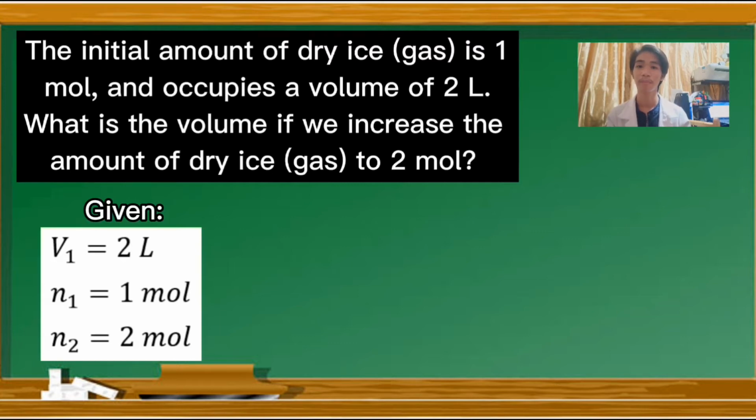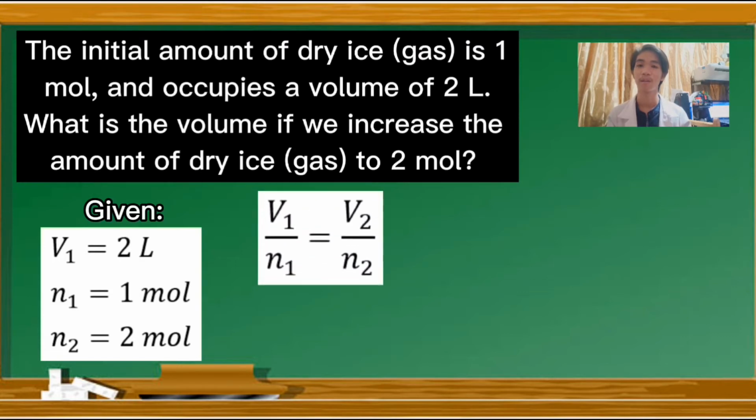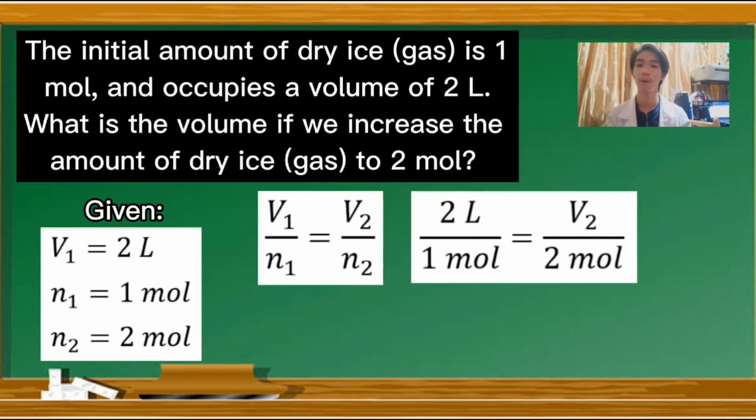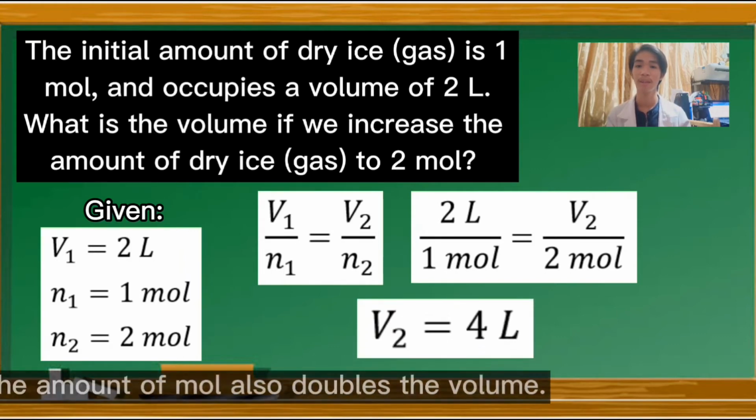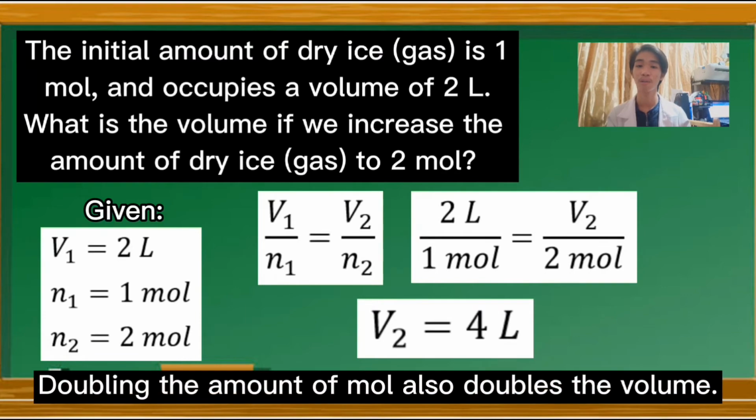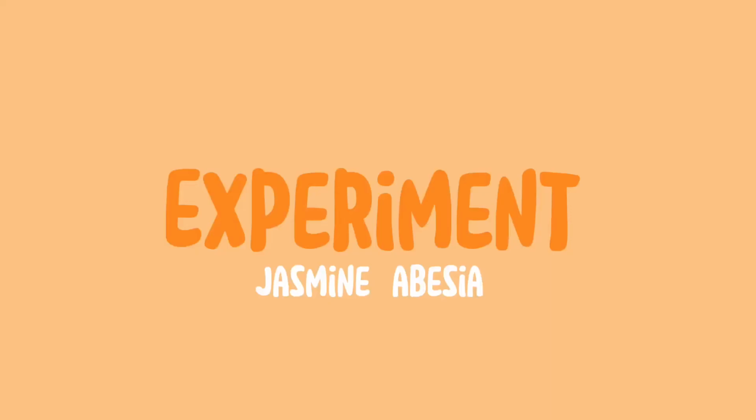So in this problem, we need to find the final volume. Hence, we need to substitute the given values into the formula. Solving for the final volume, we have 4 liters. So that means the final volume is 4 liters. Doubling the amount of moles also doubles the volume.